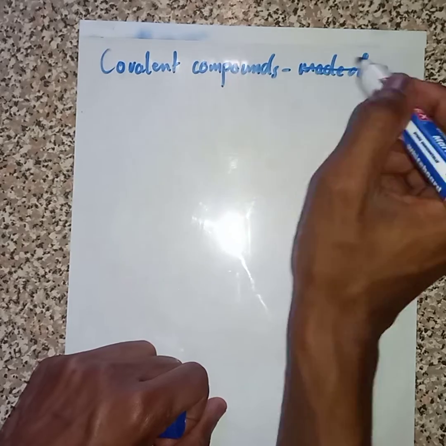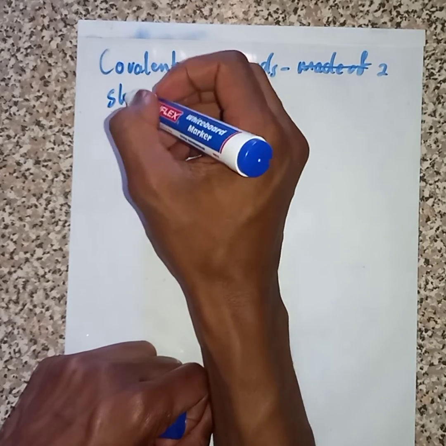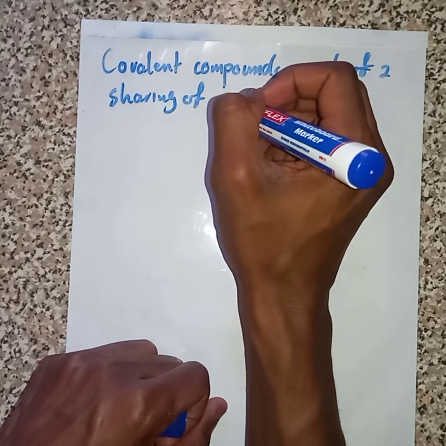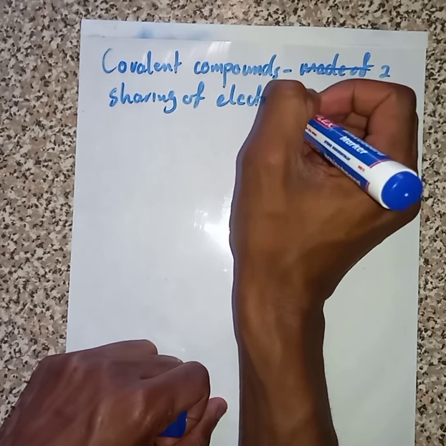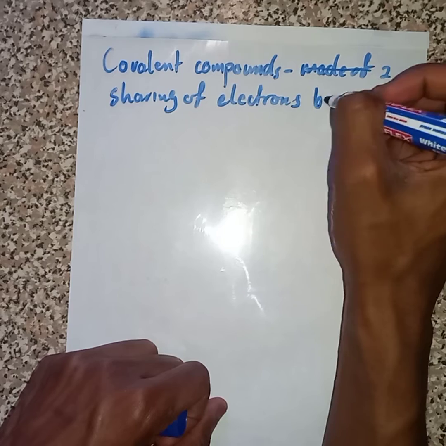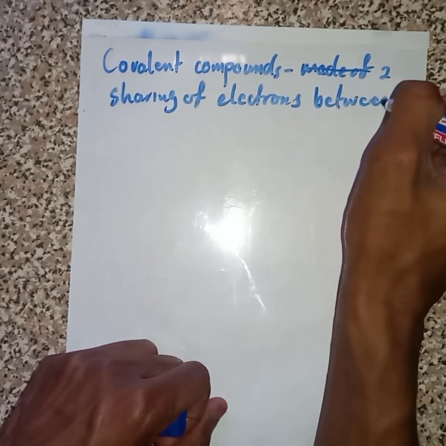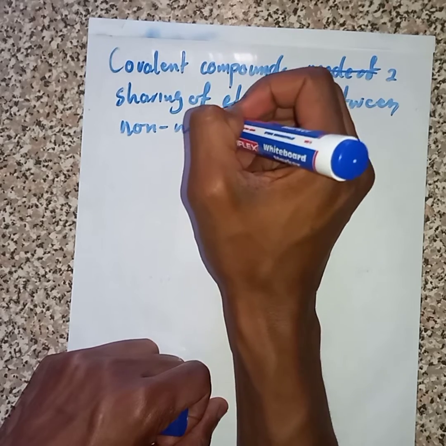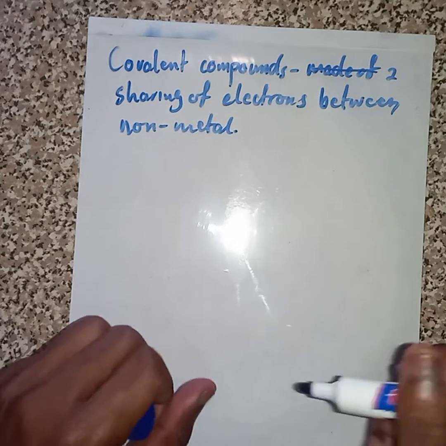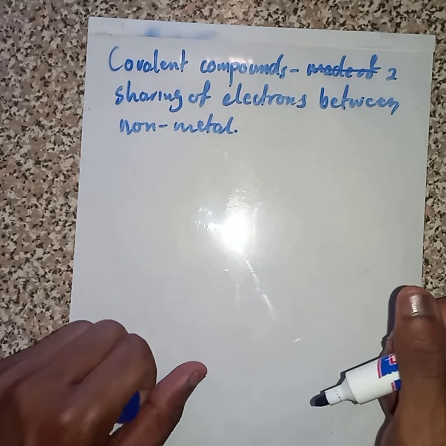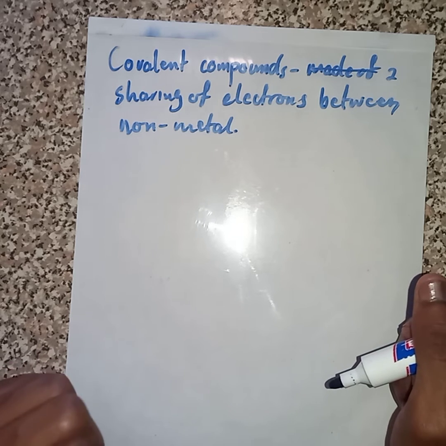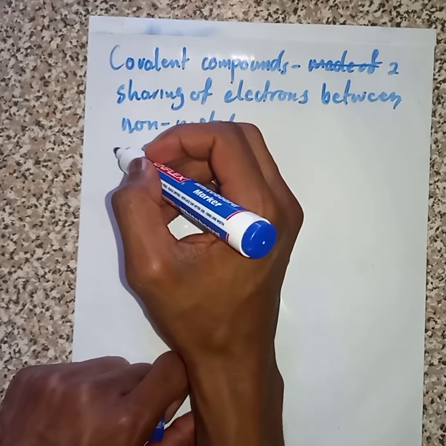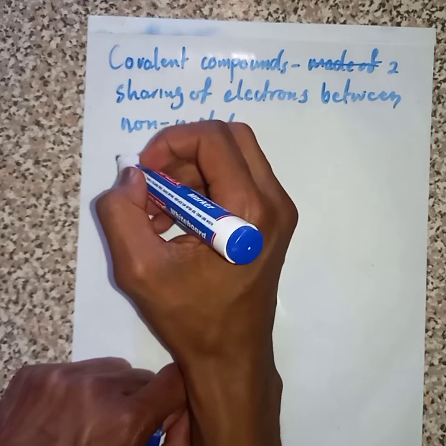Let me state that: the sharing of electrons between nonmetals. You see? Then now, the first thing that you must know is the following prefixes.